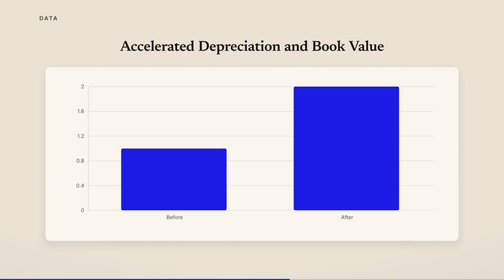Let's look at a 5-year asset with a $40,000 cost. In year 1, accelerated depreciation might be $12,000, leaving a book value of $28,000. By year 3, the accumulated depreciation has reached $30,000, so the book value has dropped to $10,000. This decreasing book value represents the remaining unexpired cost of the asset on the company's balance sheet.